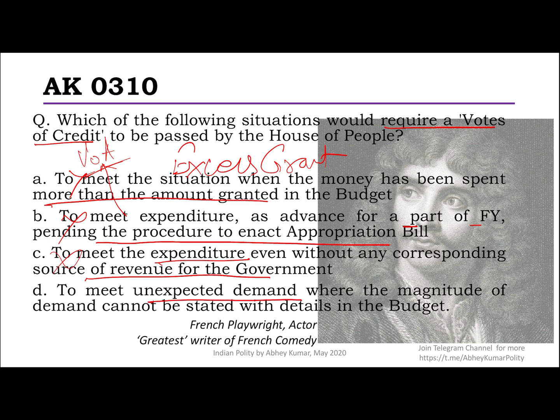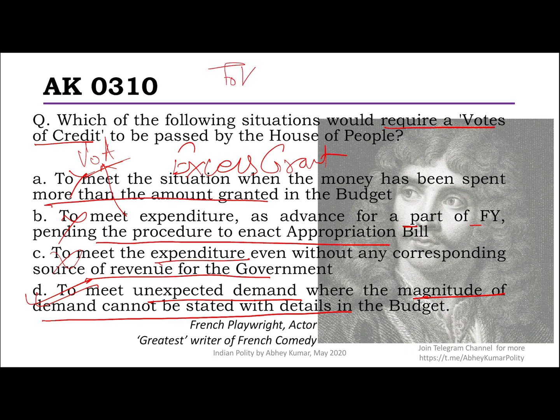It says to meet unexpected demand where the magnitude of demand cannot be stated with details. That is exactly what the Constitution specifies, and this is your vote of credit, where we don't know exactly how much magnitude of the demand is there.